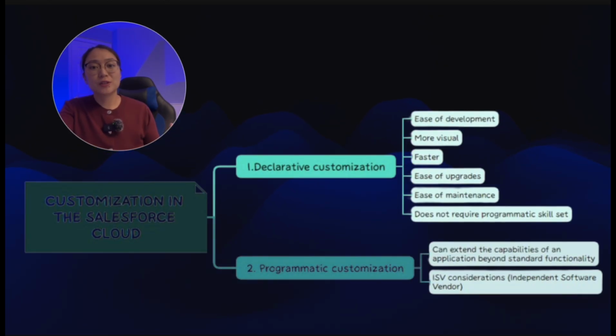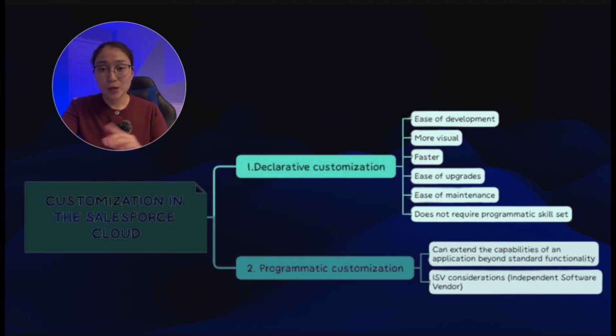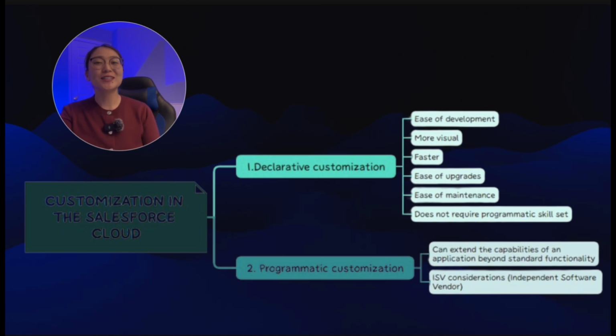So instead of clicking and configuring, developers write code to extend what Salesforce can do. But here is something really important to understand. In Salesforce, declarative always comes first. We don't jump into the code immediately. We first ask, can this be done declaratively? If the answer is yes, we use declarative tools. Only when declarative options are not enough do we move to programmatic solutions.